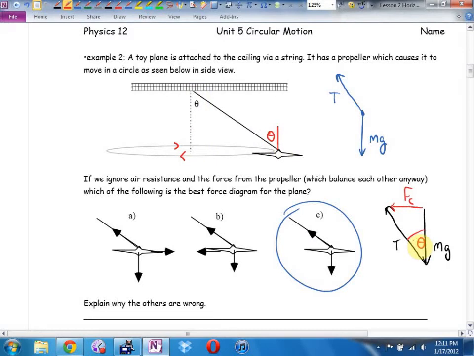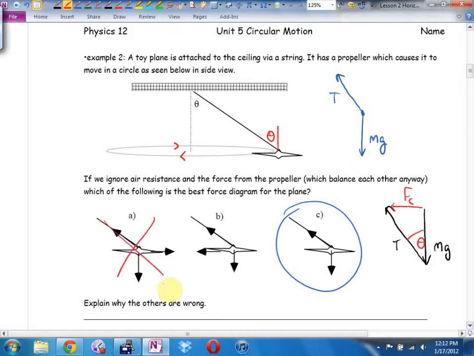It says, explain why the others are wrong. This can't be right. There can't possibly be an unbalanced force outwards. That's the mythical force that we think exists because we're so used to feeling like we're getting pushed outwards in a car. Actually, no, you're getting pushed inwards, but your body wants to keep going in a straight line. You have to apply the force inwards with your legs and with your torso. But because our bodies are backwards accelerometers, you think you're getting pushed outwards.